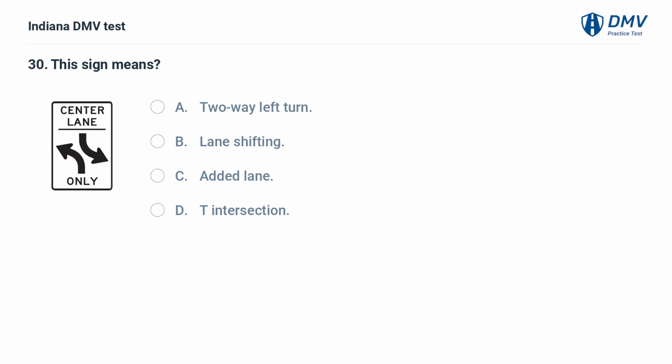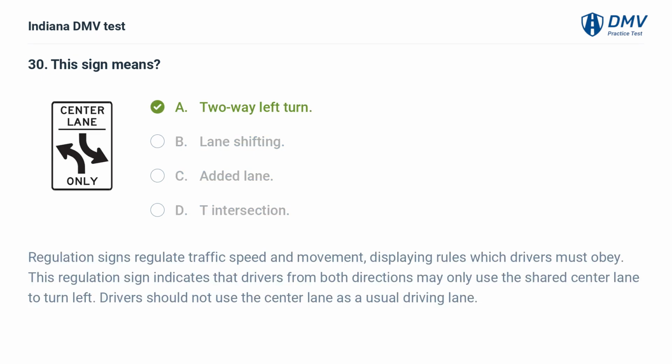This sign means A. Two-way left turn. B. Lane shifting. C. Added lane. D. T intersection. A. Two-way left turn. Regulation signs regulate traffic speed and movement, displaying rules which drivers must obey. This regulation sign indicates that drivers from both directions may only use the shared center lane to turn left. Drivers should not use the center lane as a usual driving lane.